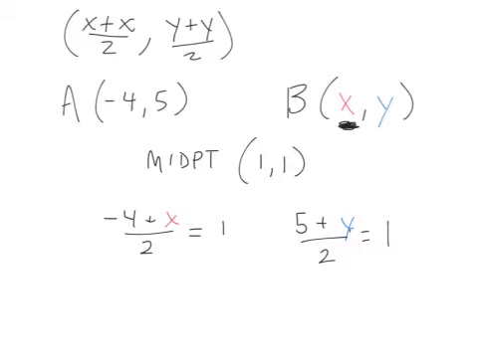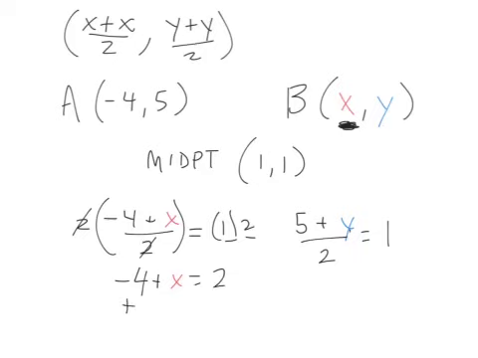So we're going to multiply, in this case for x, both sides of the equation by 2. The purpose for doing that is those 2's will go away, coming closer to isolating the x value on the left side. On the right side, we get 1 times 2, which is 2. And then simple algebra, when we add 4 to both sides, we see that x equals 6.